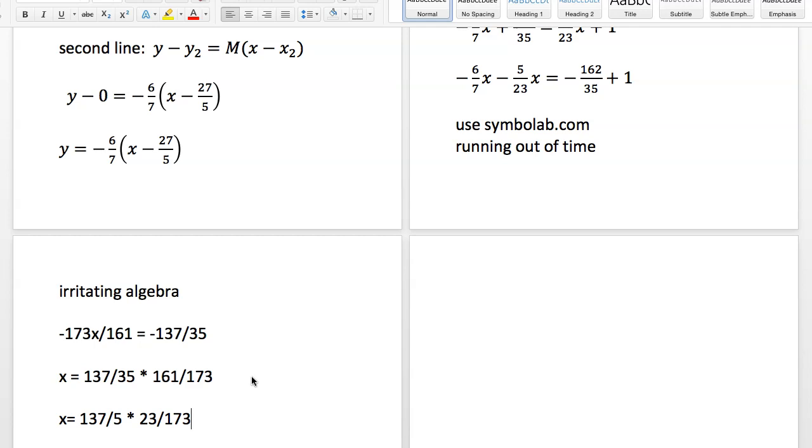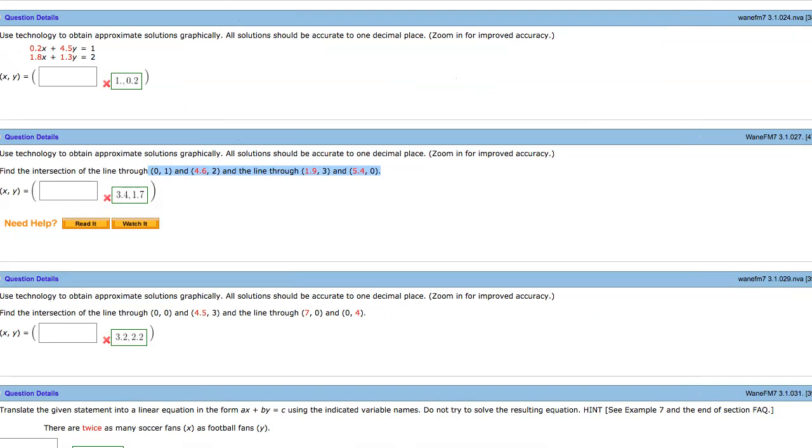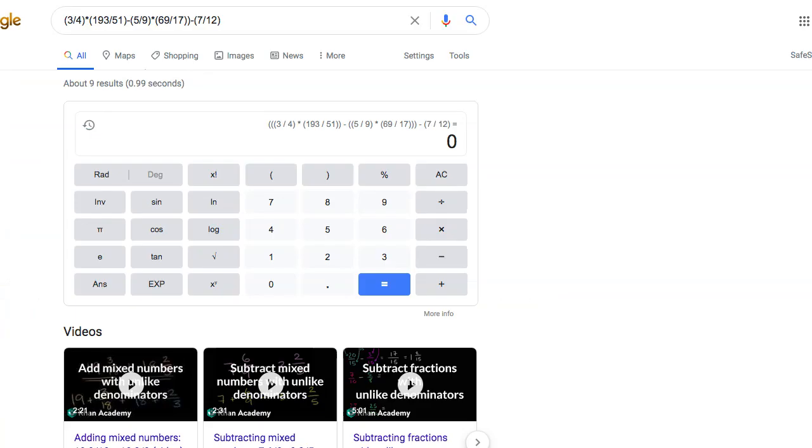137 times 20 something, and then I don't even know. I don't know if that even looks right. 137 times 20 something, 173. That's going to be on the order of 8 or 9 or something, roundabout. Something's not right. And guys, I'd like to find my error on this one.